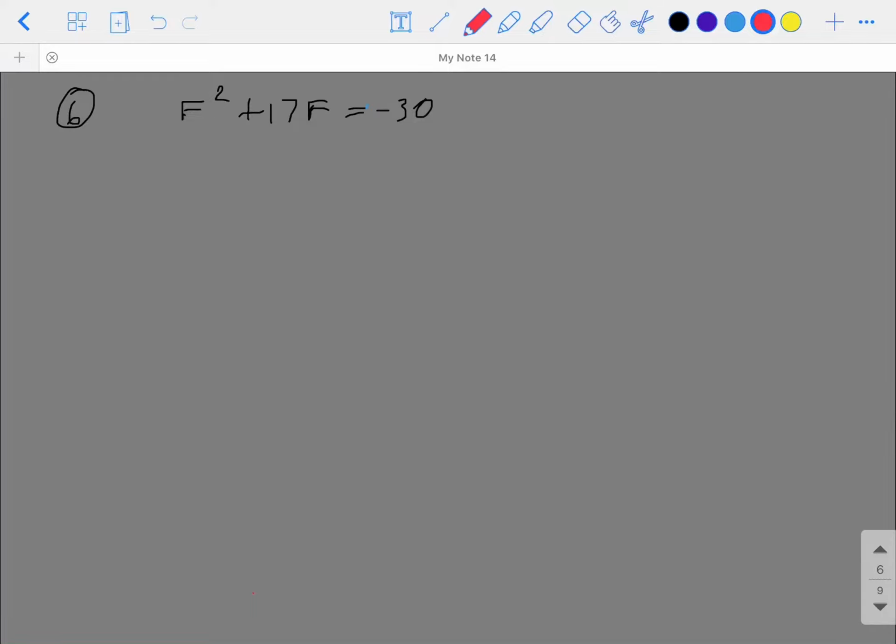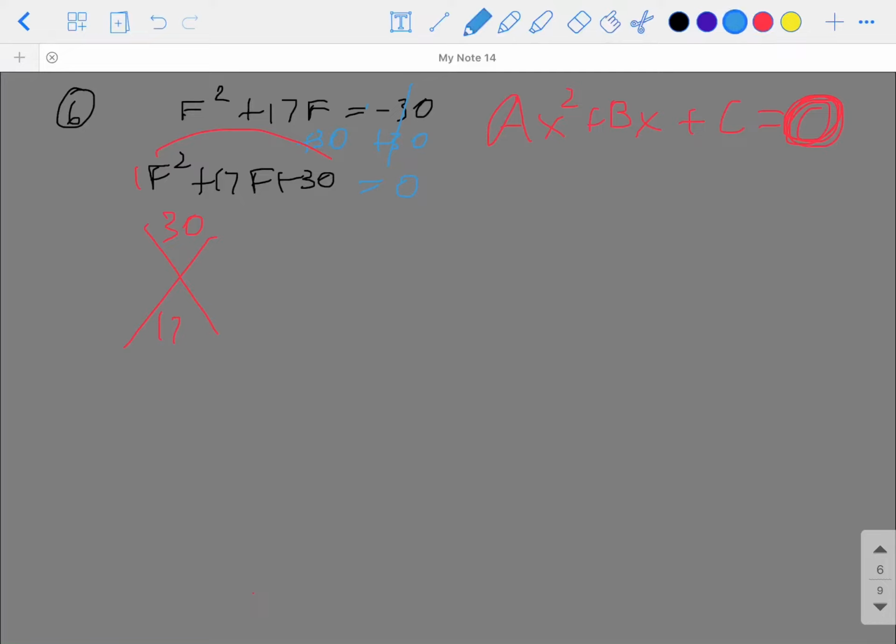Question number 6. Assume that your ax squared plus bx plus c must always equal to 0. That's a rule. So we need to push the 30 to the other side. This one becomes 0, and this now is f squared plus 17f plus 30 is equal to 0. And then from here, simple algorithm, because that's a 1. 1 times 30 is 30, and this is a 17.